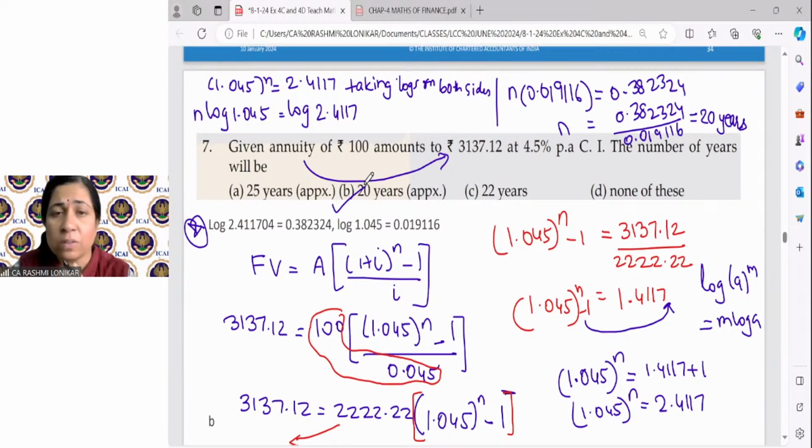Now, Anil is asking, can we solve this from the options? Okay, you can do that also. But then you have to calculate one, two, three times. Now, option B is correct so no problem, but the second time you will come to know. So if you are not comfortable with logs, you can do it with the options also.